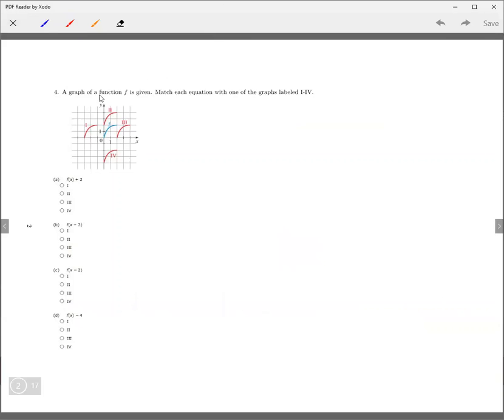Number 4, we have a graph of a function f. So this is the original f, and we want to match each equation with the labels. So these are just some various transformations. So this plus 2, that's outside, so it's going to shift it up by 2. And so you look at which one's up by 2, and it's this number 2 right there.